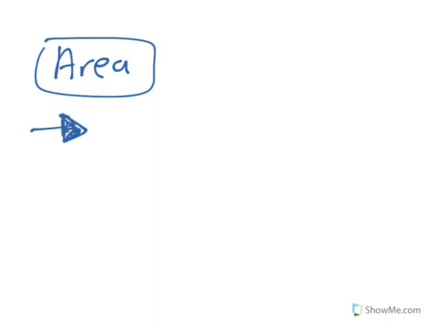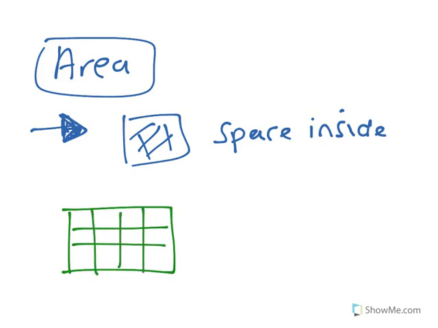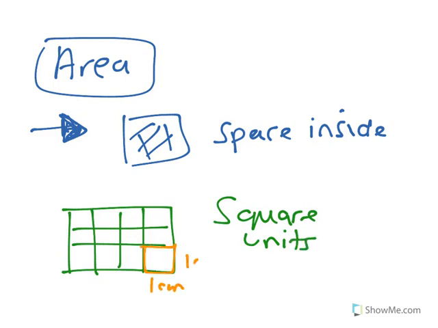So the area of a shape is the way to measure the space inside the shape. It's just the space inside. The way that we measure the space inside the shape is by looking at the number of square units that fit inside the shape. So if you look at this, that's 1 square unit, because that's 1 centimetre by 1 centimetre. This is just a refresher of what we've done so far. We're looking at how many square centimetres actually fit inside there.